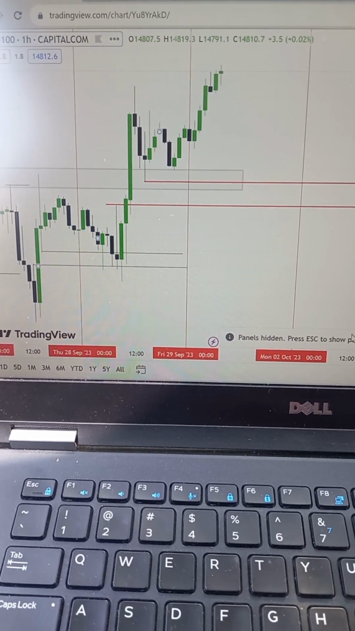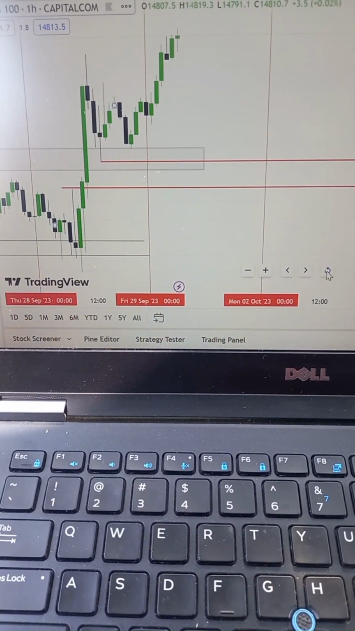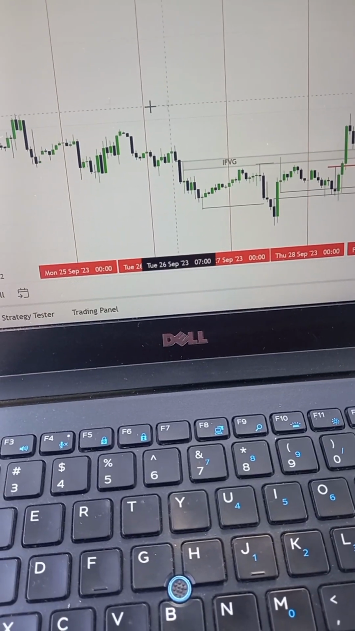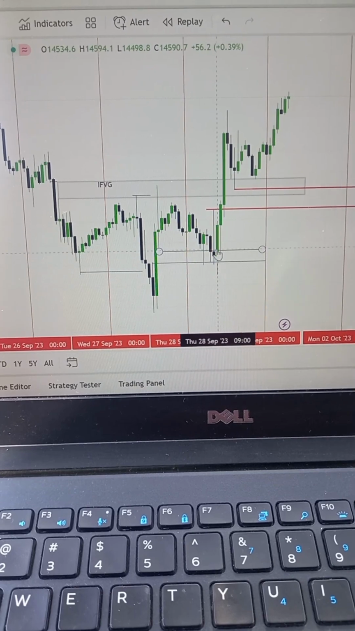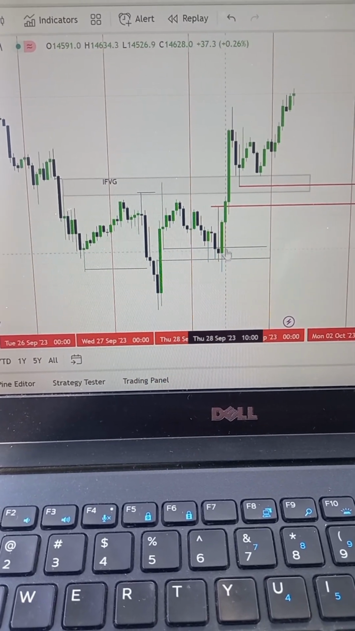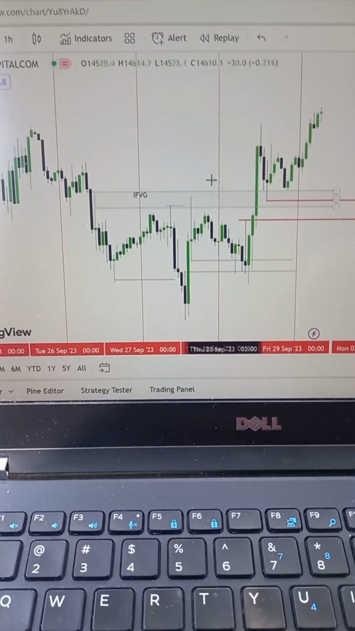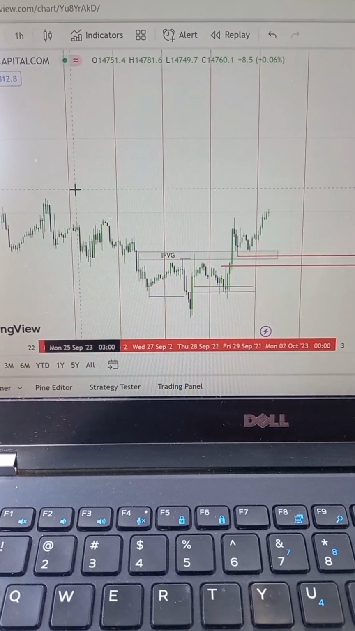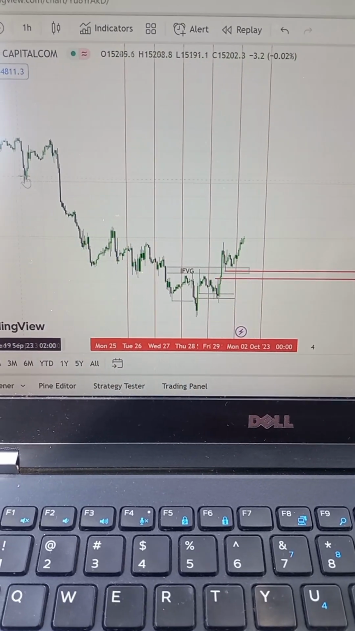Let me show you guys. We were anticipating for price to react off this level. We were anticipating to buy here, but we came to the market late, so we found it already left. So don't forget, we have our target here. This is our target here.